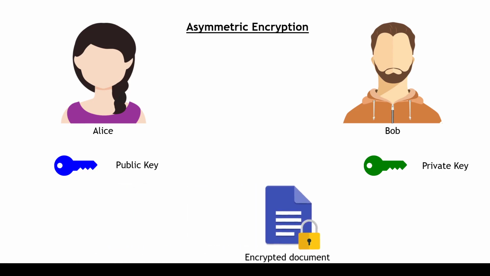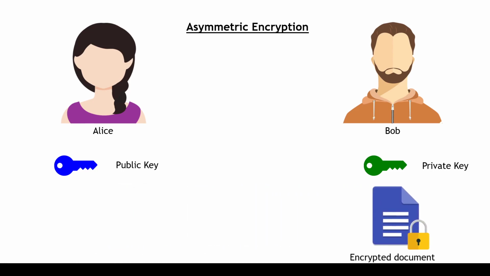She can then send the encrypted document to Bob. For Bob to read this document, he will use his private key in order to decrypt it. Now no one else but Bob can read this document since Bob has kept his private key secret.